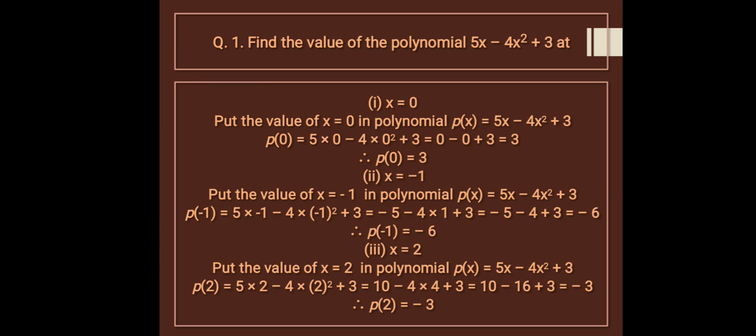In the third, when the value of x equal to 2, it means multiply 5 by 2, then x square is 4, multiply 4 by 4, then add 3. So it is 10 minus 16 plus 3 equal to minus 3. So the value of this is minus 3.